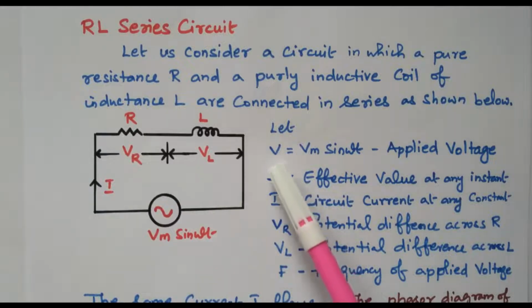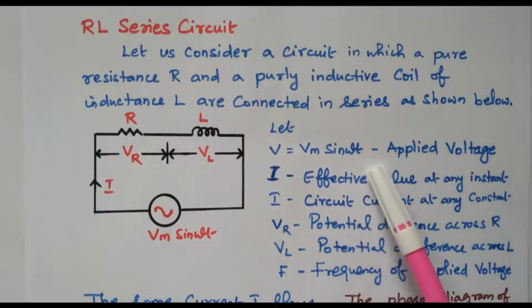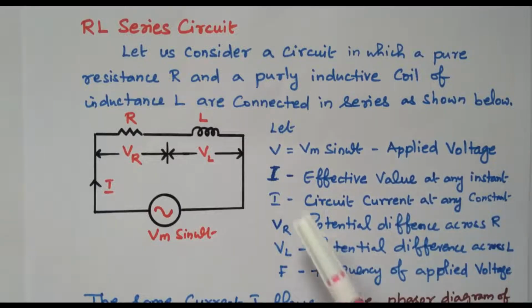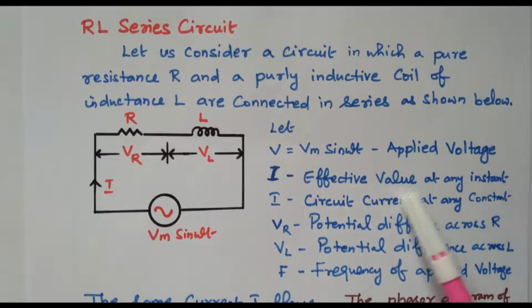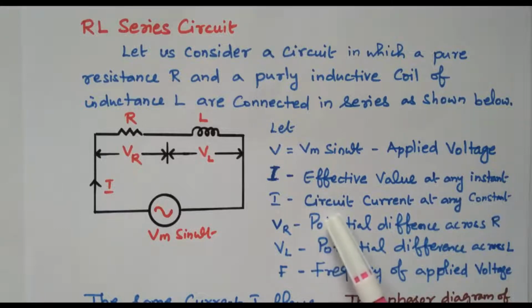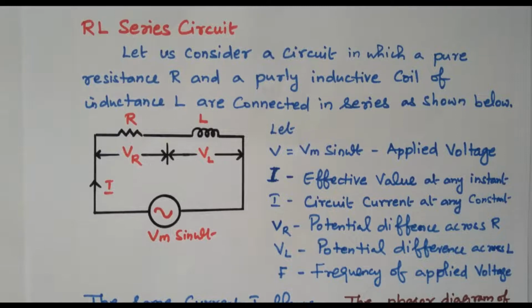Now we'll consider the applied voltage V equal to Vm sin omega t. I is the effective value of the current, and small i is the circuit current at any instant. VR is the potential difference across the resistor R. VL is the potential difference across the inductor L. f is the frequency of the applied voltage. Now we'll go to the analysis.